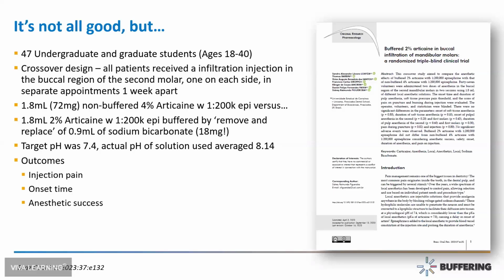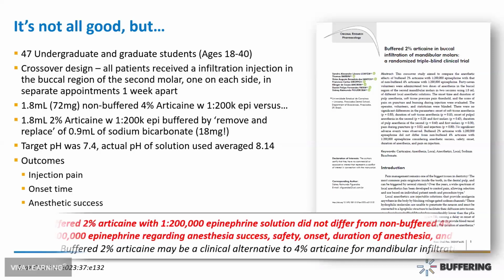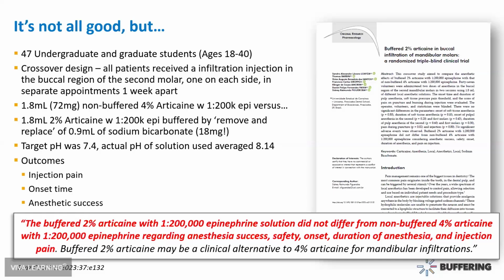Injection pain, onset time, and anesthetic success were their outcomes. And what did they say? They said that the buffered 2% articaine with 1 to 200,000 solution did not differ from non-buffered 4% articaine with 1 to 200,000 epinephrine regarding anesthesia success, safety, onset, duration of action, and injection pain.